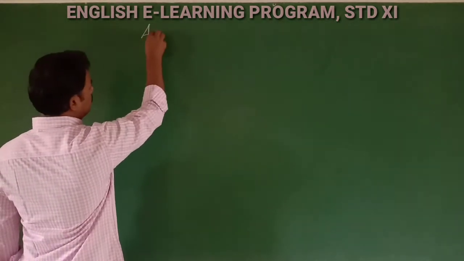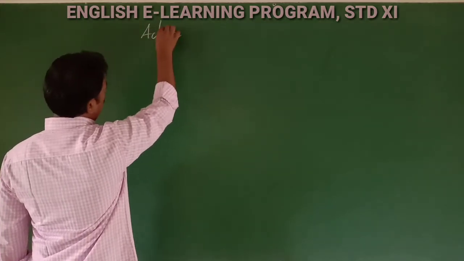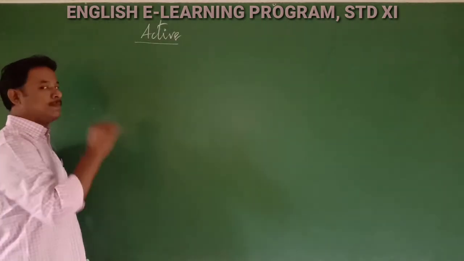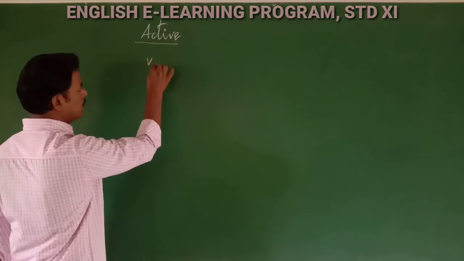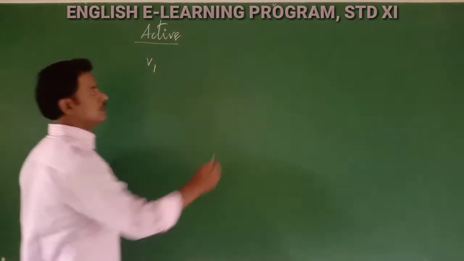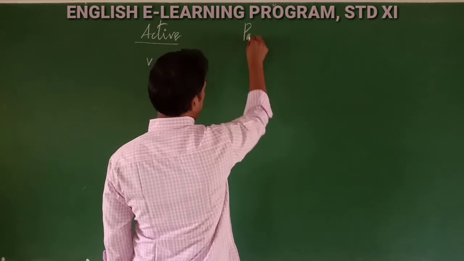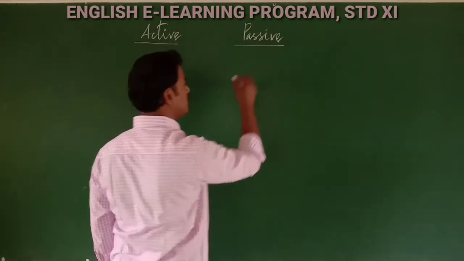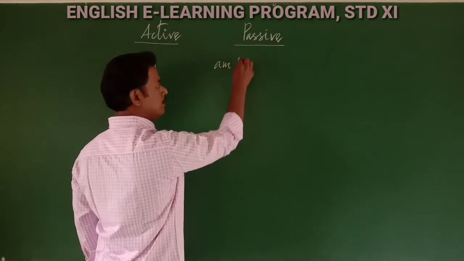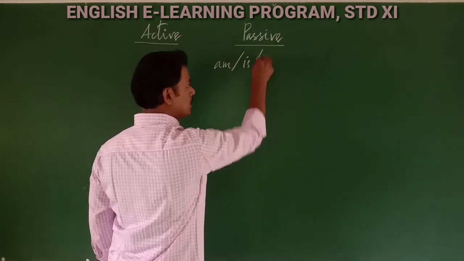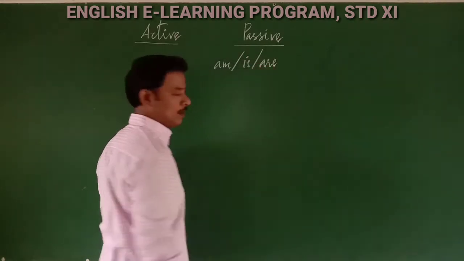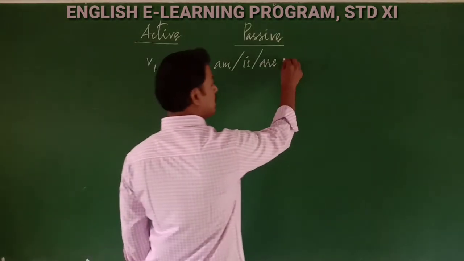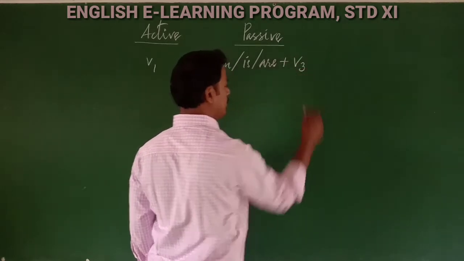For active voice, in simple present, we use verb 1, whereas in passive construction, we use the be verbs am, are, is, plus verb 3, that is the past participle of the main verb.